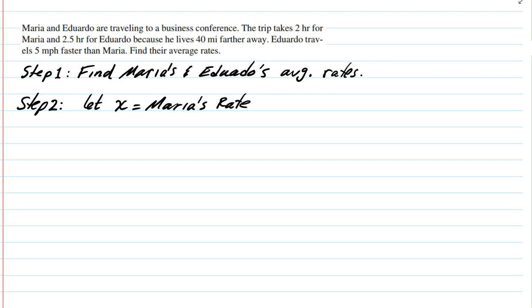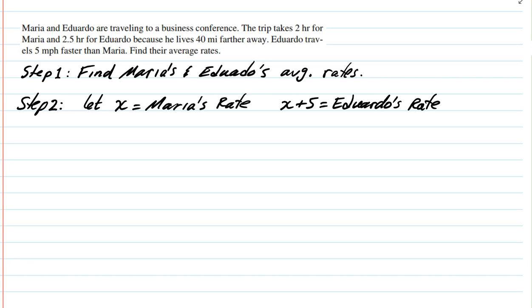Now because Eduardo travels 5 miles per hour faster than Maria, we can express this rate using the same variable. Okay, so what is Eduardo's rate? 5 miles per hour faster. So you can add 5 to that of Maria's, and that would equal Eduardo's, right? That would be Eduardo's rate.